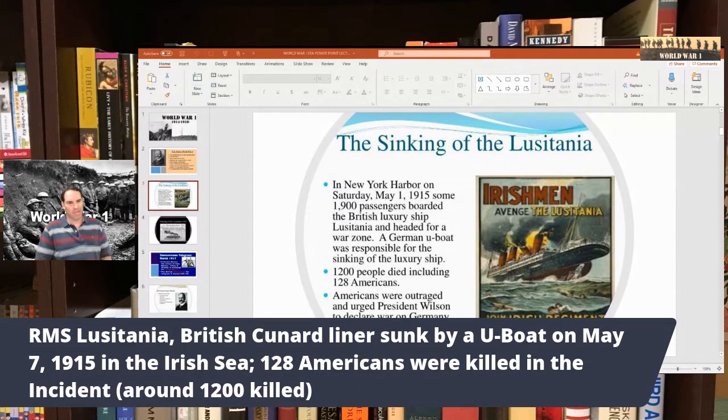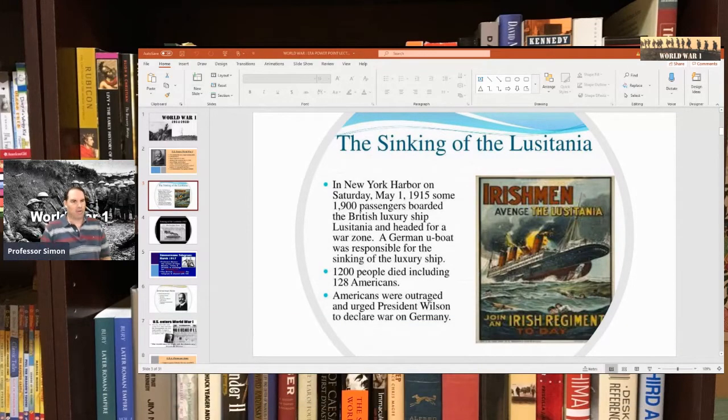and about 128 Americans were actually killed. So this really angered a lot of people. In fact, the Secretary of State, William Jennings Bryan, who was under Wilson, resigned because he was angry about the whole issue. I think he wanted to go to war with the Germans, but Wilson basically held out. He decided to stay neutral, continue neutrality, the rest of the war.